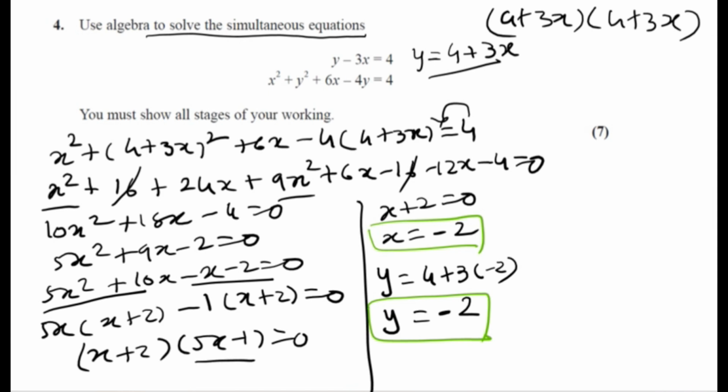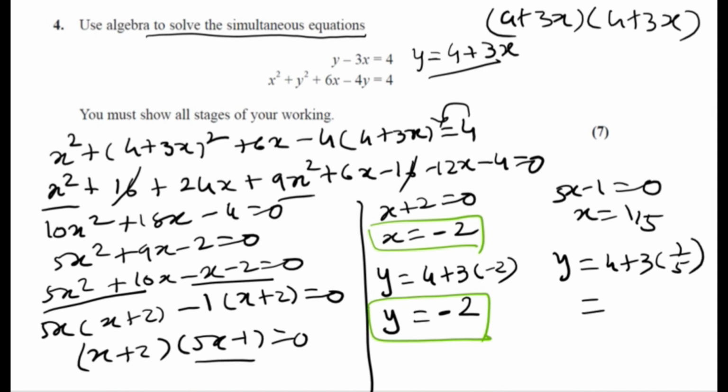Now for the second value, 5x minus 1 equal to 0. So x is equal to 1 over 5. Substitute in y. So 4 plus 3 into 1 over 5. Use a calculator and simplify, that will give you 23 over 5. So the second solution is x is equal to 1 over 5 and y is equal to 23 over 5.